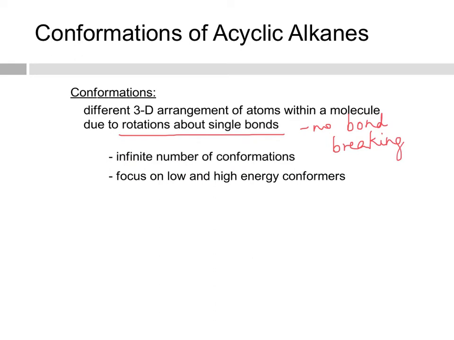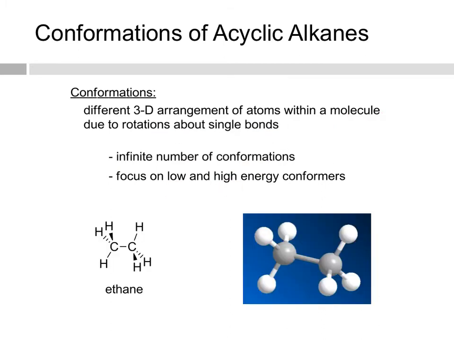When you rotate about a single bond, you can have an infinite number of conformations, but we will focus only on the low energy and high energy conformers. We're going to start with the simplest example, which is ethane. It consists of 2 carbons and 6 hydrogens. Remember that these carbons are sp3 hybridized and tetrahedral at the center.